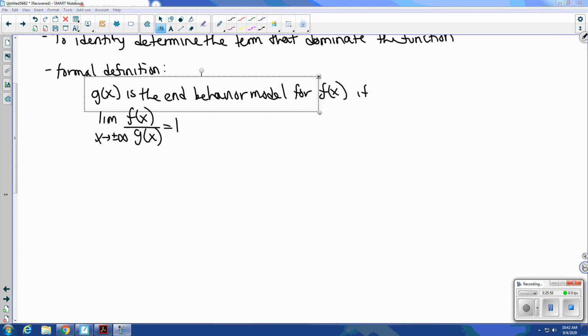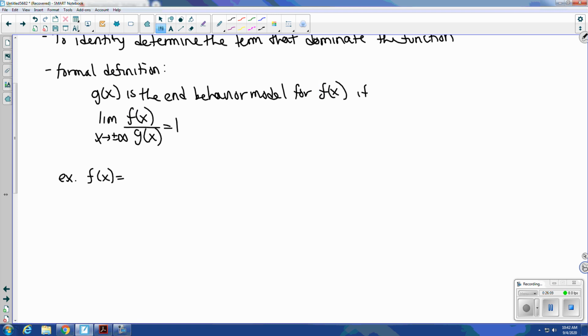Let's say we have f of x equals x to the fourth plus 2x plus 4. Now, without using the formal definition, to find the end behavior model, what I would do is just identify the term that dominates the equation, and you can probably recognize that it's going to be x to the fourth. So my end behavior model, g of x, is going to equal x to the fourth.